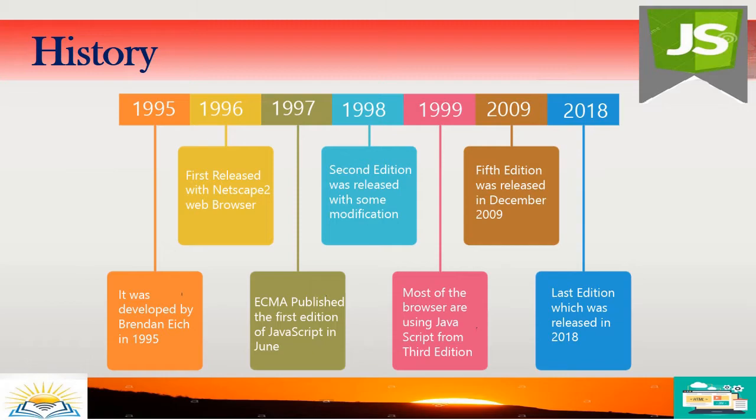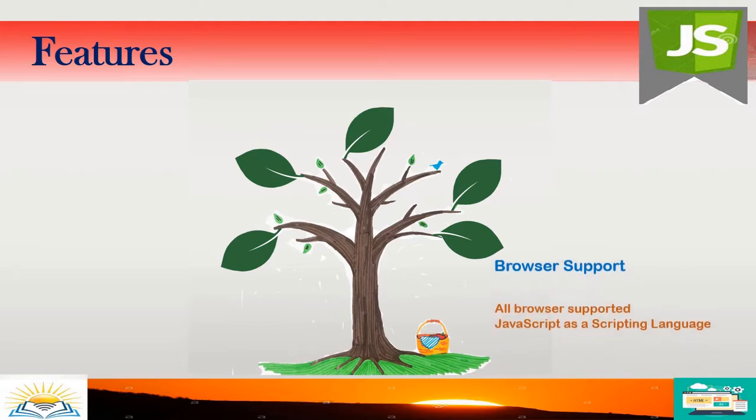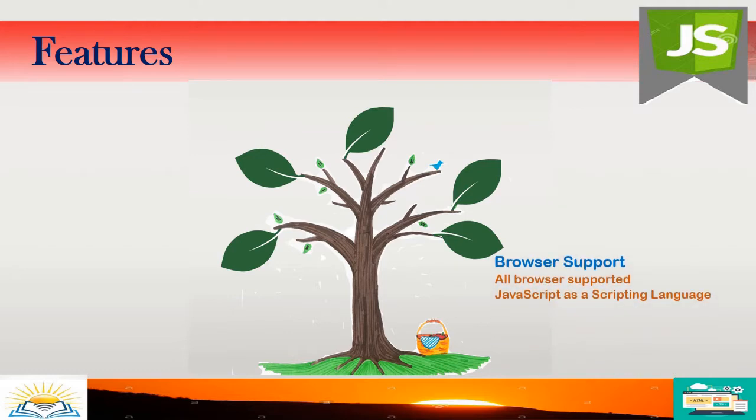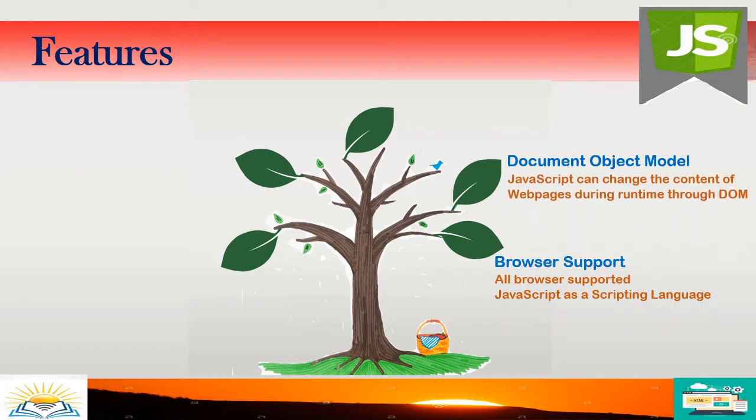Next, move on to the features of JavaScript. The first feature of JavaScript is browser support. Almost every browser accepts JavaScript as a scripting language. You need not install JavaScript in the browser, just enable it from settings, if it is disabled. Next feature is document object model. JavaScript has access to the document object model or DOM of the browser.